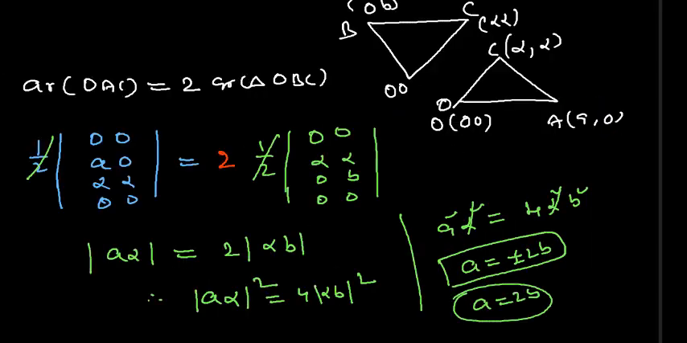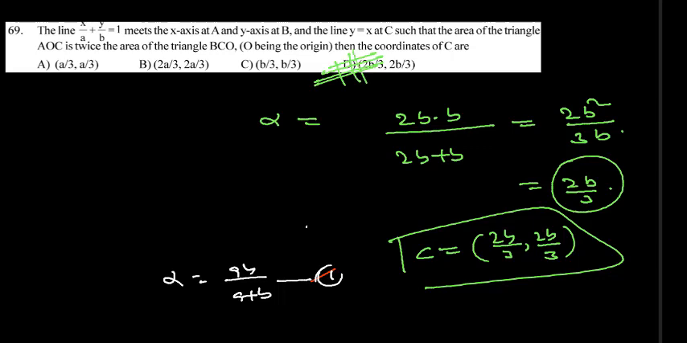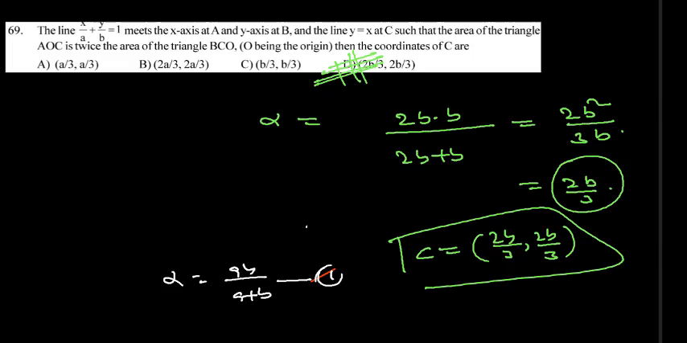Okay, you can take A equal to minus 2B option, but you won't get any of the options A, B, C, D. So you get negatives, but in the A, B, C, D options there are no negative coordinates. That's directly I can conclude that our C is 2 beta by 3 comma 2 beta by 3, which is the D option. Okay, so what I'm trying to explain now, you can take A equal to minus 2B also, no problem.